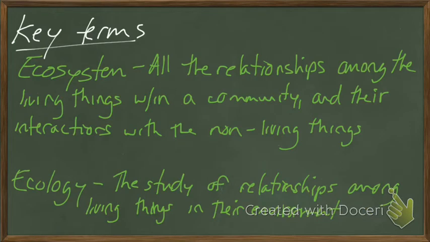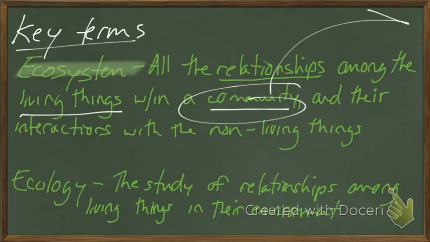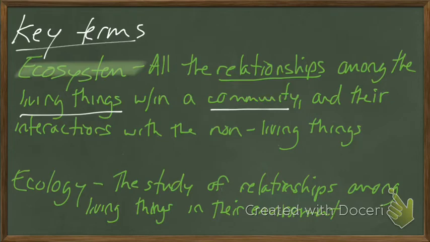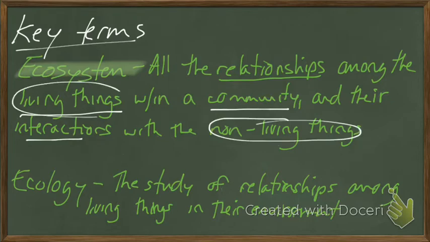Key terms, starting with ecosystem as a whole. All of the relationships among the living things within a community, we're going to get to this word community on a future slide, and their interactions with the non-living things. So it's living things and non-living things, and how they interact with each other. You might think only living things interact with living things, but if you think about where a person lives, the air a person breathes, if someone's living in an aquatic ecosystem in water, those are all interactions. If one animal lives in water, another animal hunts in water, that interaction takes place within a non-living thing, which is that water. So I'll put H2O here for that.